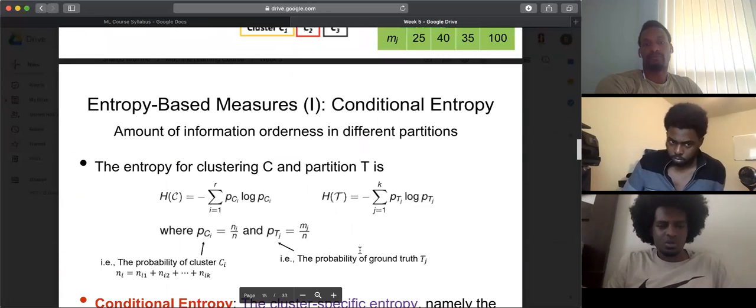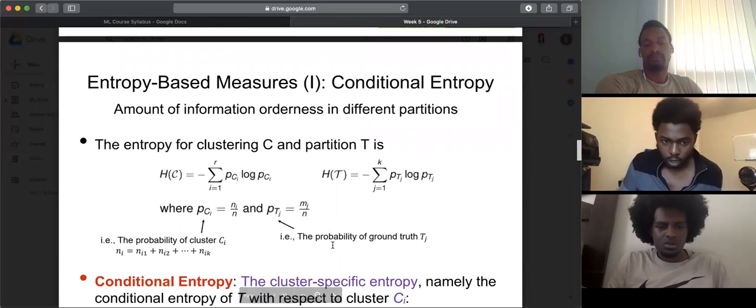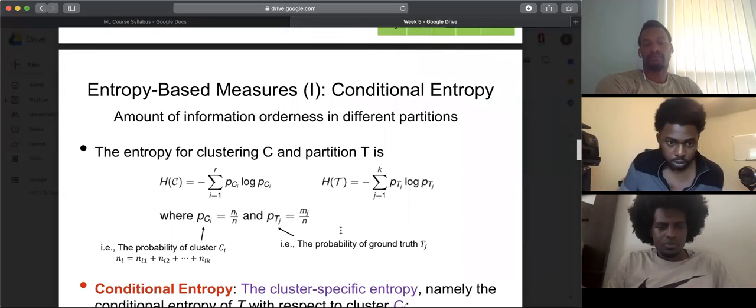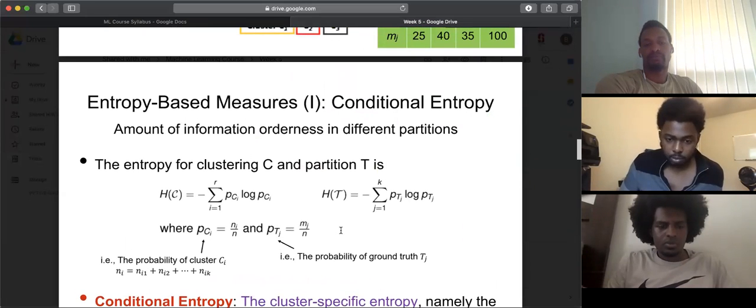Did I get this backwards? I think you had to write that where I is the cluster selected, and then the second one is the ground truth label. Yes, that's it.